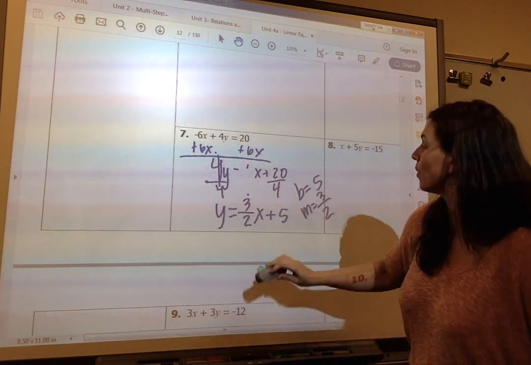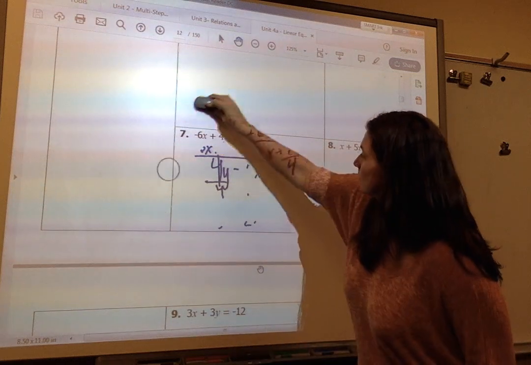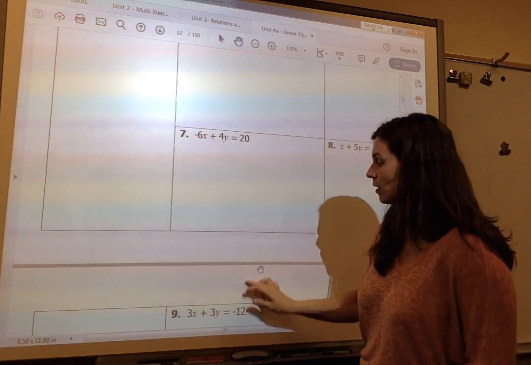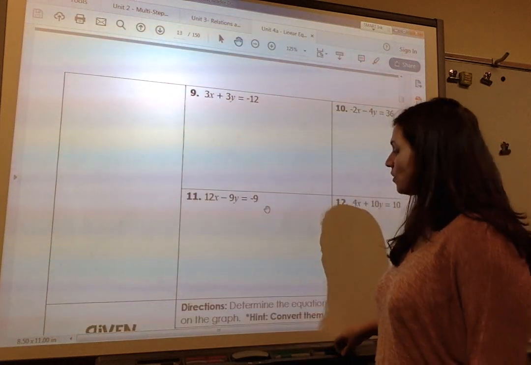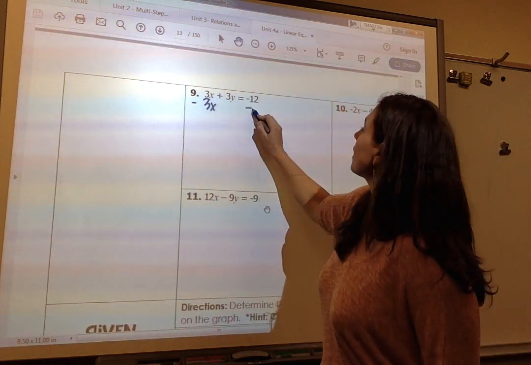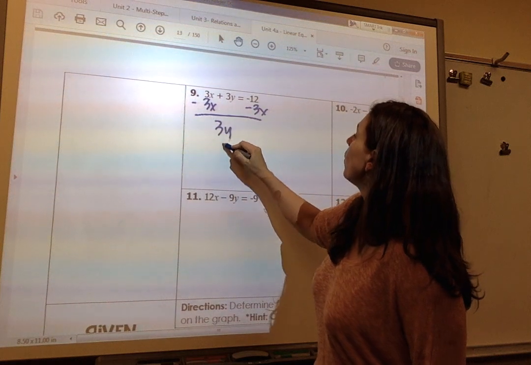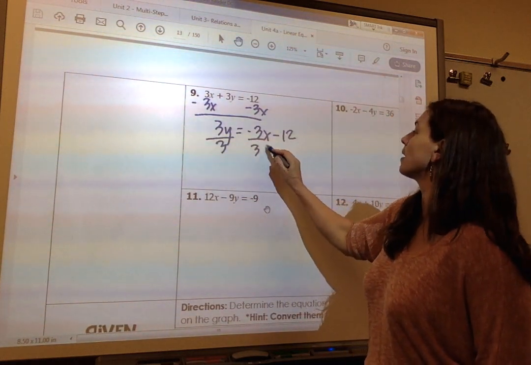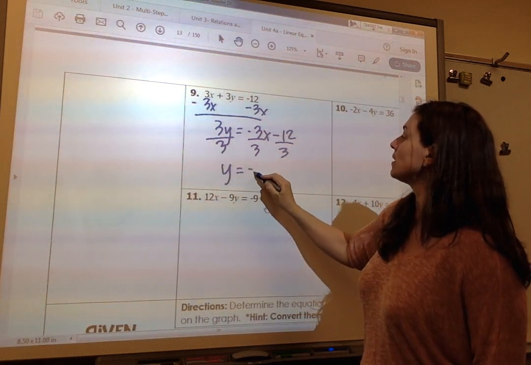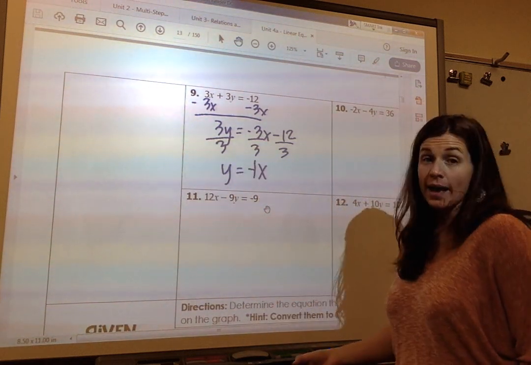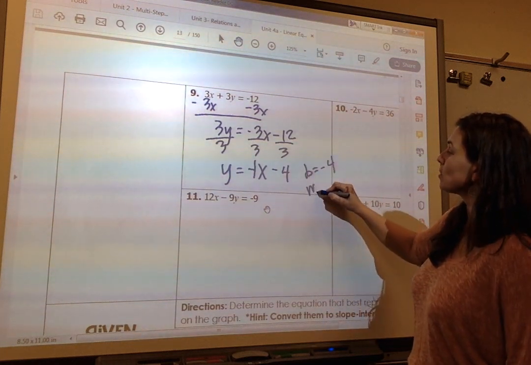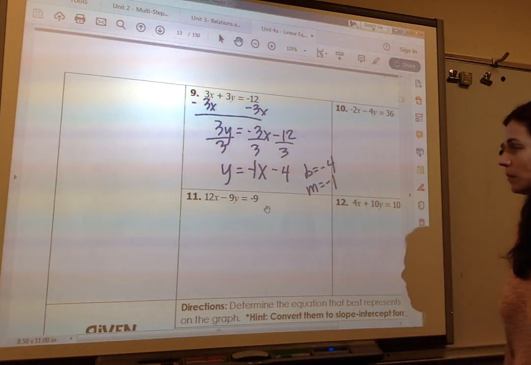Next page, let's flip it over. Oh man, totally not working. I'm sure you've already done number 9 on your own and you're waiting for me, so let's do it. So subtract 3x on both sides. I get 3y equals negative 3x minus 12, and then I divide everything by 3. So I get y equals negative x, or negative 1x, minus 4. My beginning point is negative 4. My slope is negative 1.